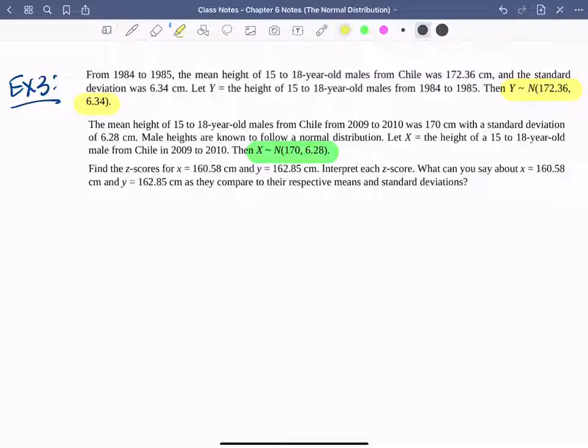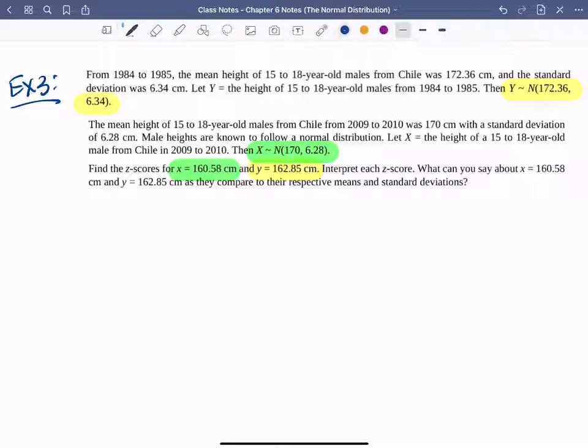Find the z-scores for when X is 160.58 centimeters and Y is 162.85 centimeters. Interpret each z-score. What can you say about x equals 160.58 centimeters and y equals 162.85 centimeters as they compare to the respective means and standard deviations? So first, let's look at the first thing it asks.